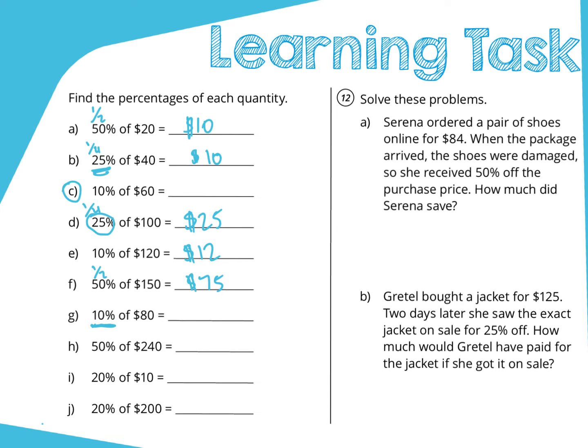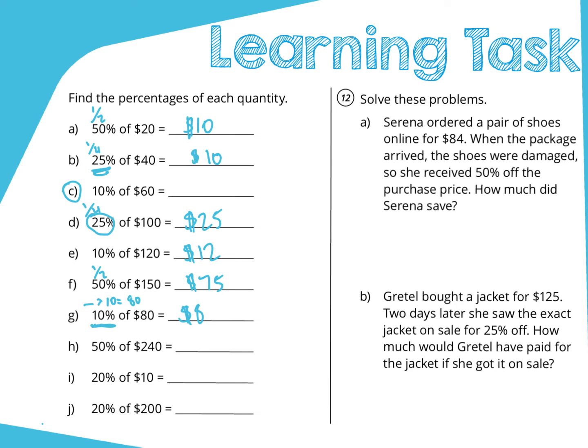Straight away, I know that whatever I'm going to times, I've got to times it by 10. So it's going to be something times 10 equals 80. Well, of course, if I times 8 by 10, that equals $80. So the answer is $8.